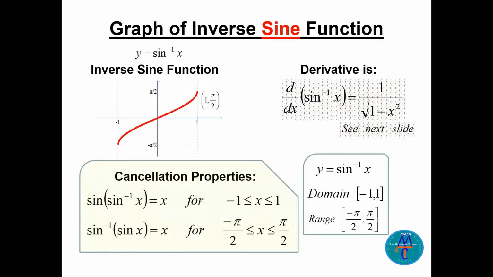Now, this is a quick review of the inverse sine function. This is the graph. The domain of the inverse sine function will be -1 to 1, and the range -π/2 to π/2 in quadrants 1 and 4. Now, the derivative is what we need here. The derivative of inverse sine of x will be 1 over square root of 1 minus x squared. I will show you the derivation on the next slide.